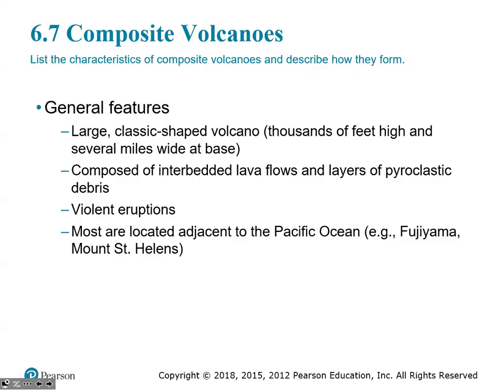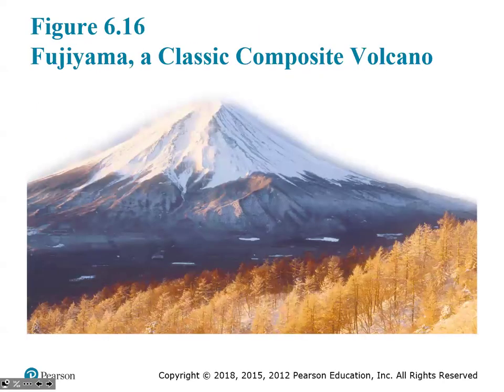Most are located adjacent to the Pacific Ocean. These are things like Fujiyama, Mount Fuji, Fujisan, Mount St. Helens, various other mountains around the Pacific. So this is Fujiyama, classic composite volcano. You can see this steep conical structure. There's a caldera at the top from where the magma chamber has collapsed.